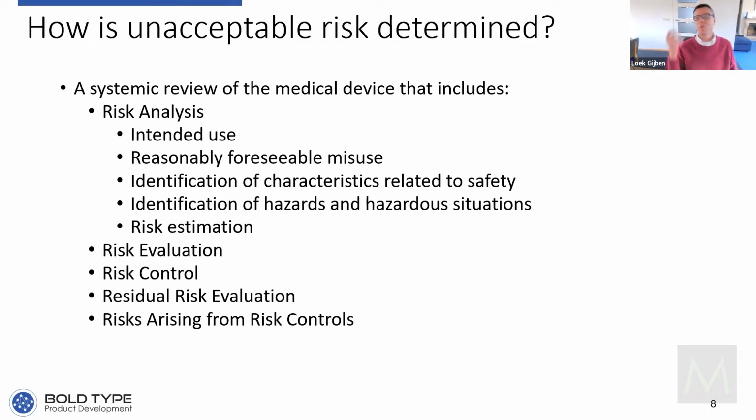So not, if I want to harm you, I throw something at your head. That's not foreseeable misuse. It must be beneficial to the user or to the patient. It must be feasible, so you can do it with the device, but it's not intended use. It must be safe, and it must be ethical. And if it doesn't comply to those 6 requirements, it's not reasonably foreseeable misuse.